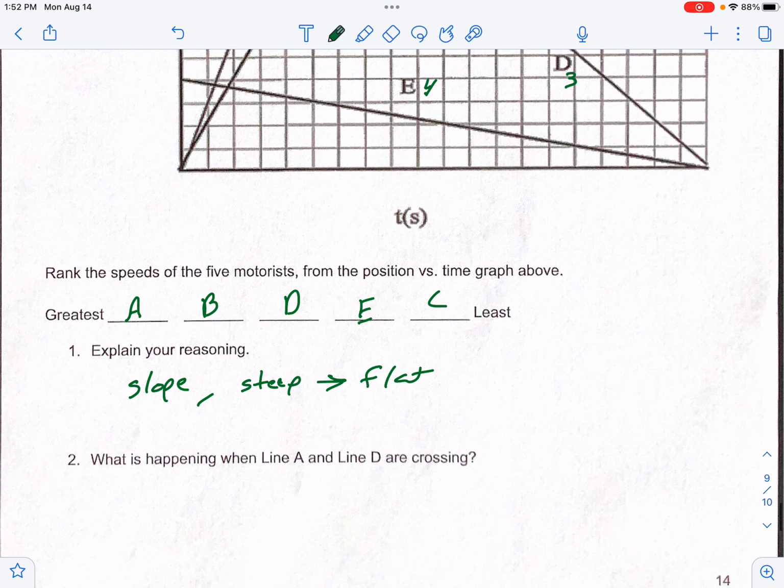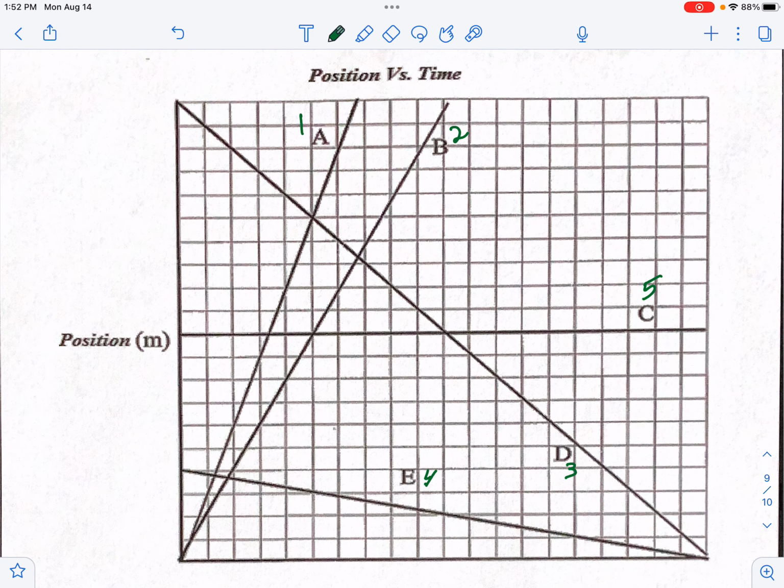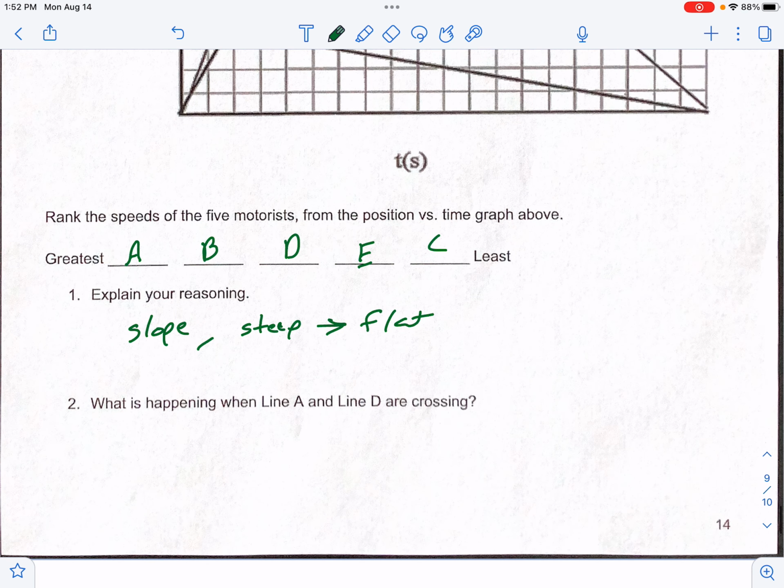Okay, 2, what is happening when line A and D are crossing? Basically the thing we've been talking about the past 2 graphs. So what's happening right here when they meet? Okay, they are at the same position. And they are passing each other. So A is passing B. And that'll end page 14.